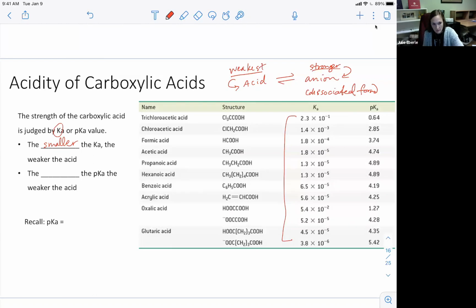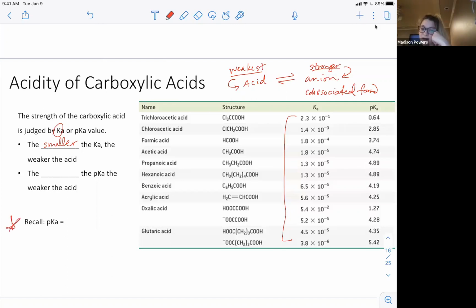And how is this related to pK? Well, what is pK? Anybody remember what the function P does when you put it in front of a value, like pH? Here we have pK. Anybody?